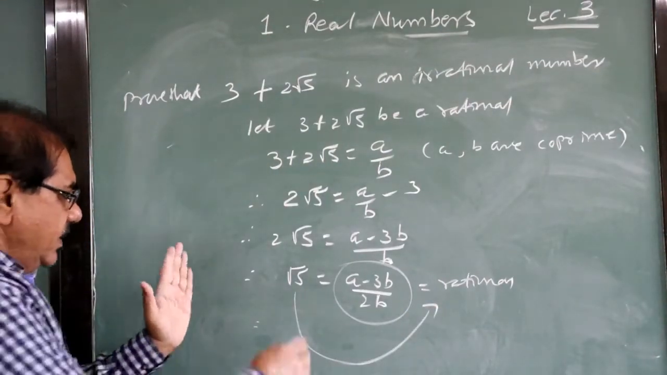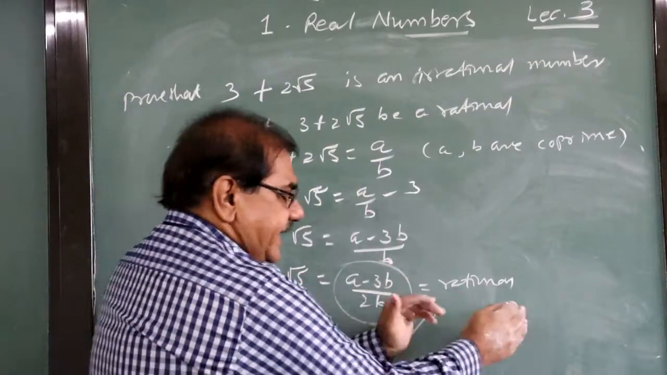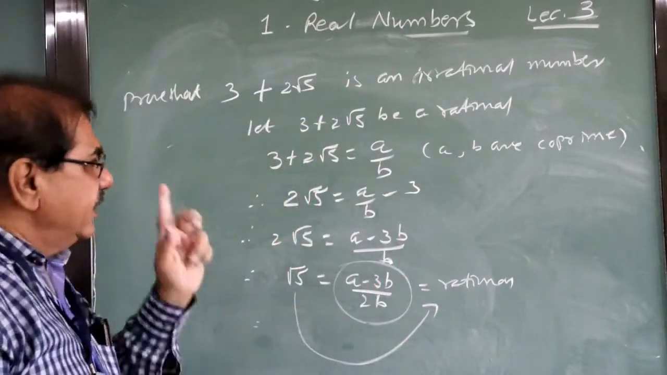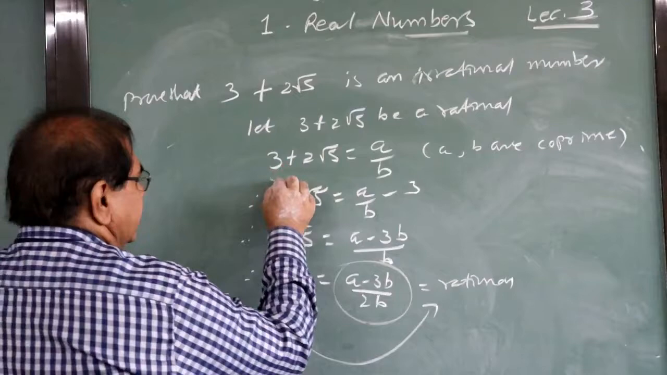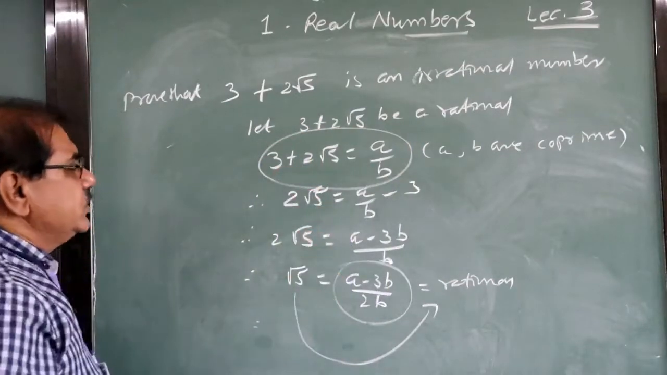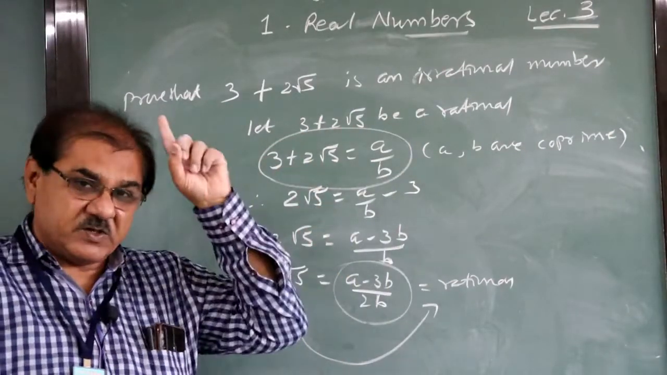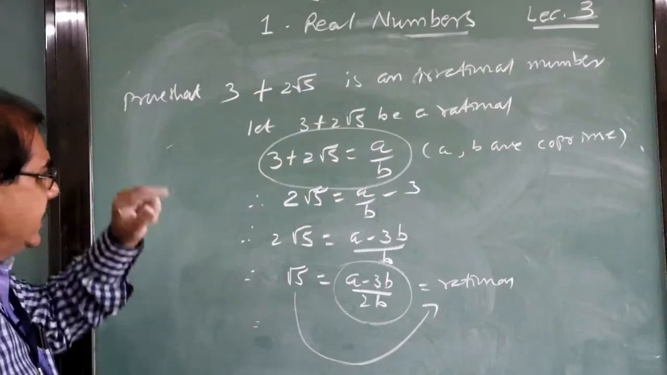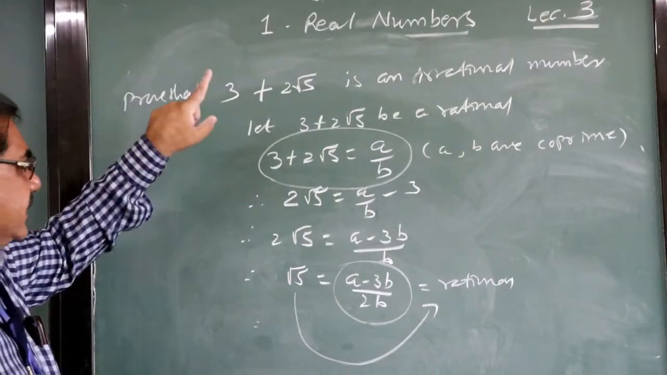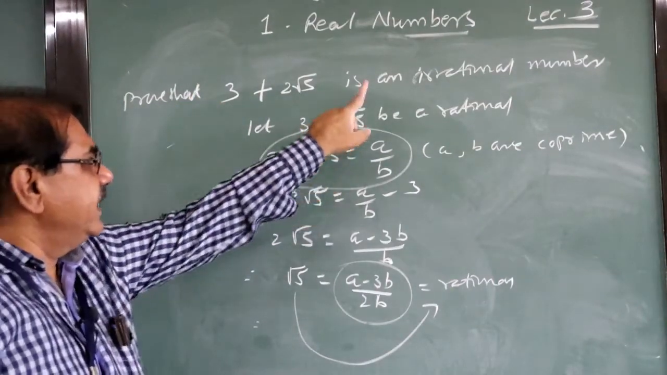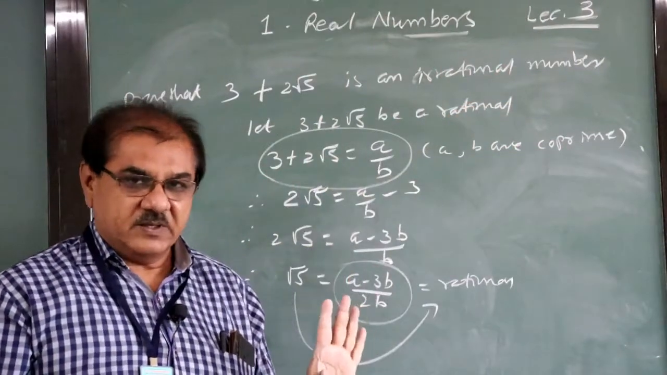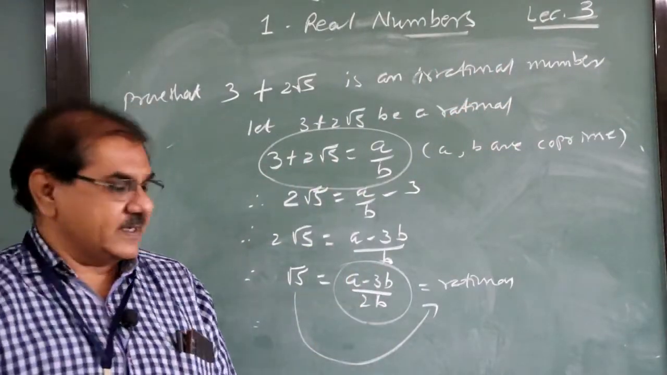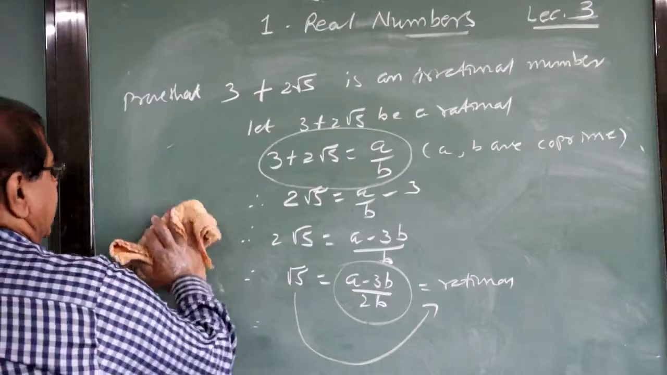So it is possible one side is irrational and the second side is rational. So it is a fault. Why is it a fault? Because we assumed that 3 plus 2 root 5 is a rational number, which was wrong. It was our mistake. So now we have corrected that 3 plus 2 root 5 is an irrational number. Okay? So by this contradiction method, we can prove such statements.